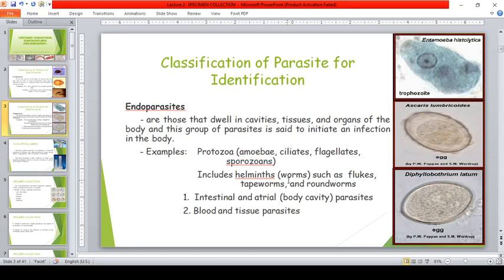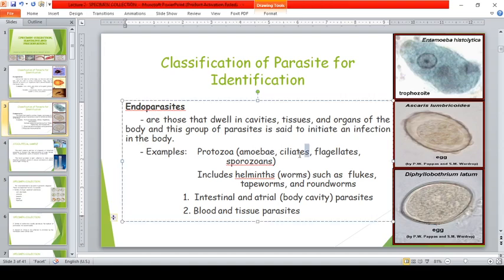Okay, so protozoa, of course, we have the amoeba, ciliates, flagellates, and sporozoans. What is the only parasitic ciliate, guys? So we have the Balantidium coli. Okay, so as well as helminths.